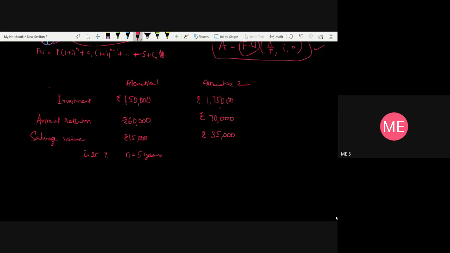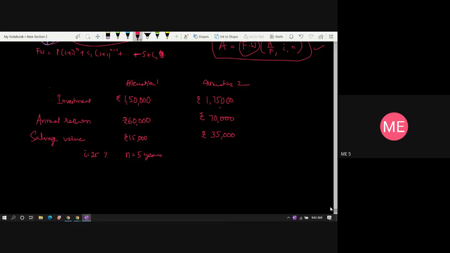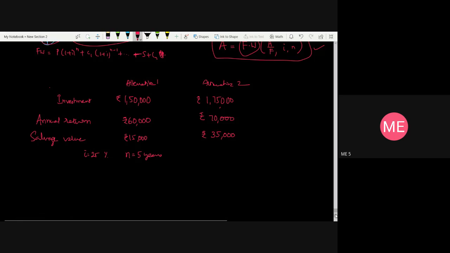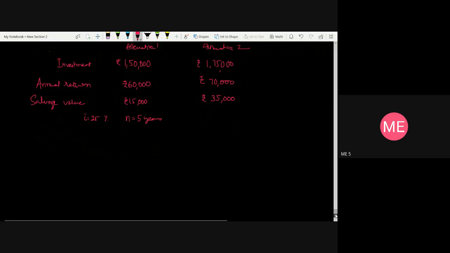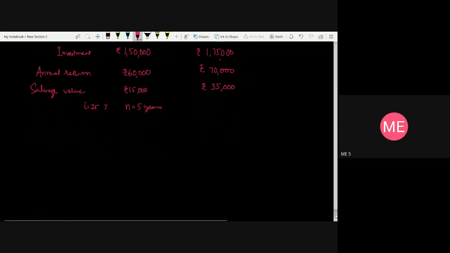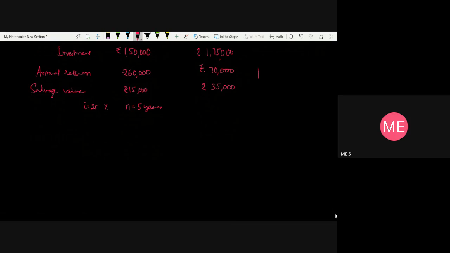Now, if you look at these alternatives, the company wants to invest in these two alternatives. Which is going to be the best alternative by using the equivalent annual worth method? By using the equivalent annual worth method, we need to find out which is the best alternative. So I'll go with alternative one first.